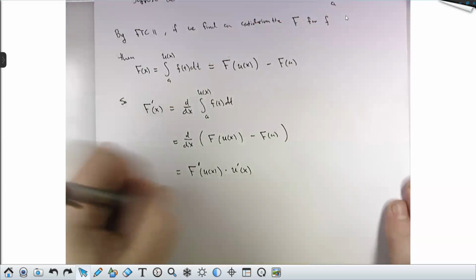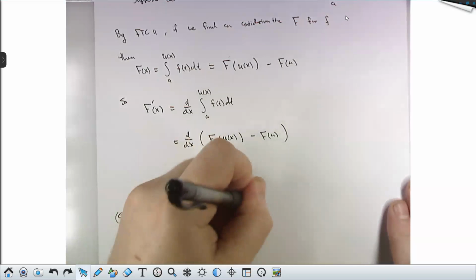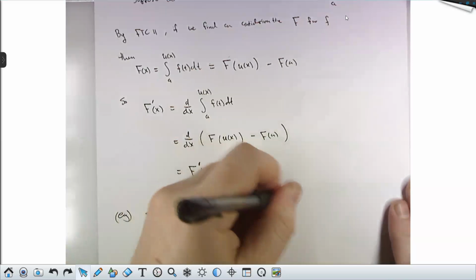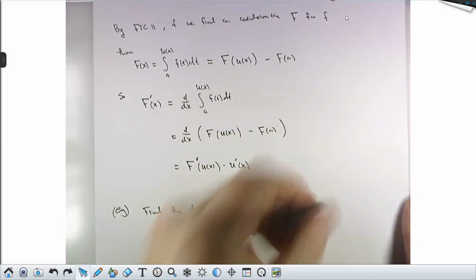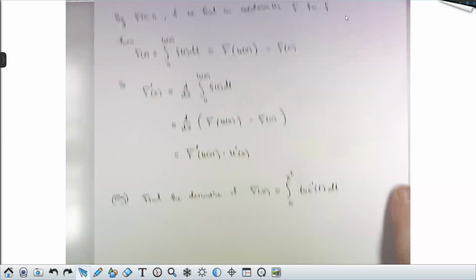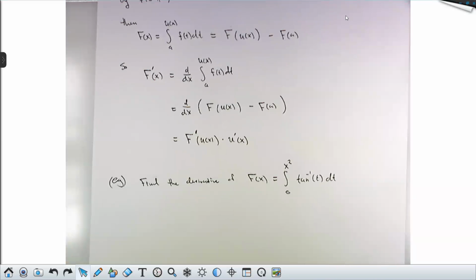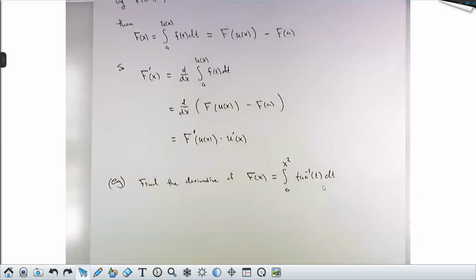So let me show you an example. Find the derivative of big F of x equals the integral from 0 to x squared of, what do we want to do here? Let's do something fun. How about the inverse tangent of t dt? I want to point out that we don't know an antiderivative for the inverse tangent of t. We know its derivative is 1 over 1 plus t squared, but we don't know its antiderivative. Finding an antiderivative for this function is actually a little bit hard. We won't learn how to do it in this class. I'll teach you in Calc 2.